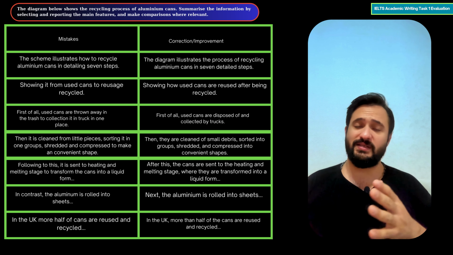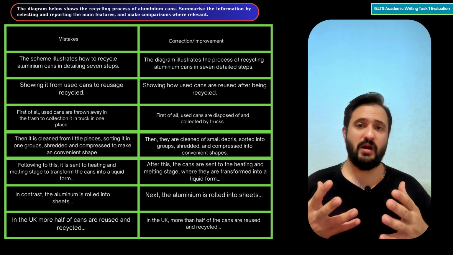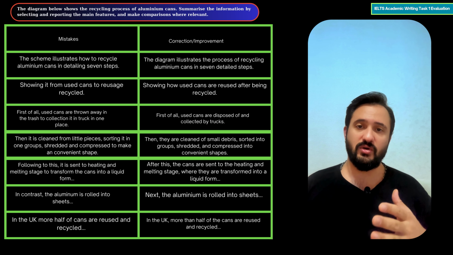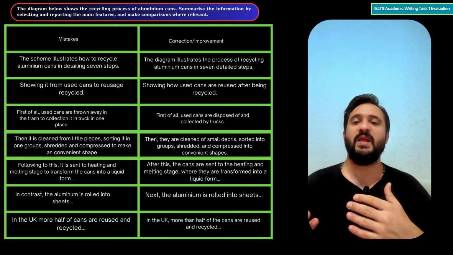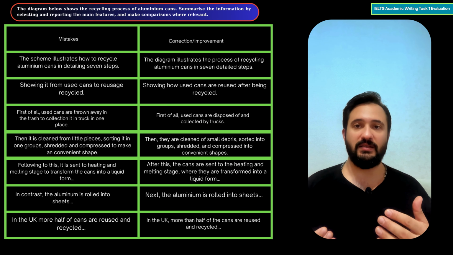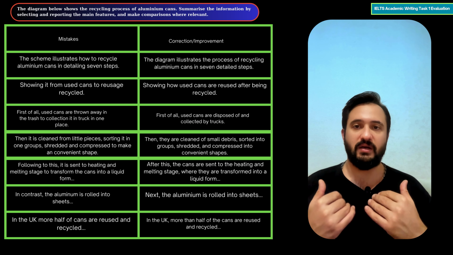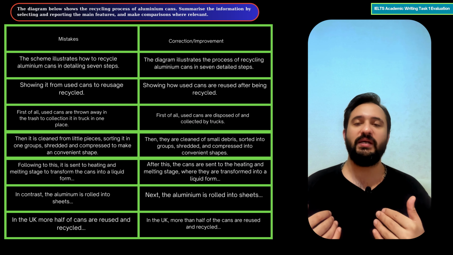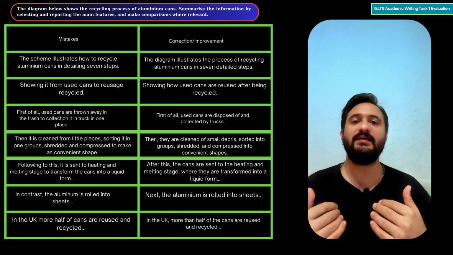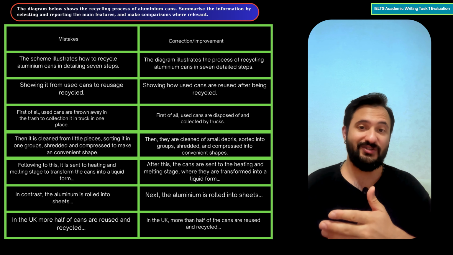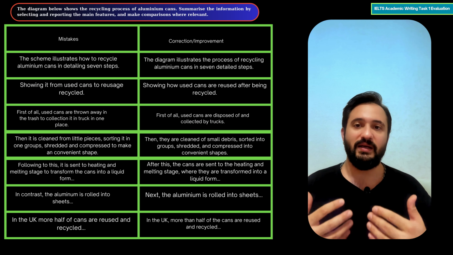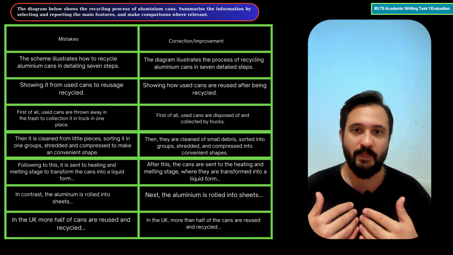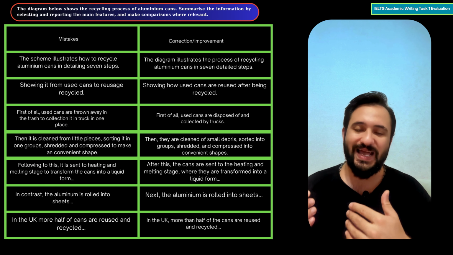Let's look at the third sentence. "First of all, used cans are thrown away in the trash to collection it in truck in one place." Okay, but the correction is, "First of all, used cans are disposed of and collected by trucks." Why this correction? Easier to understand, of course. We simplified the sentence and fixed the grammatical error in "collection it." It is now much clearer.